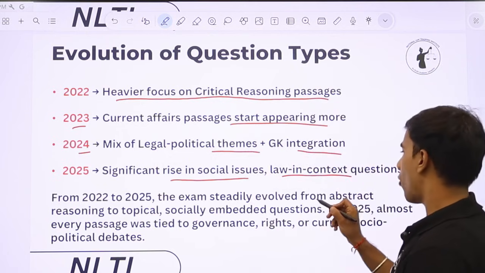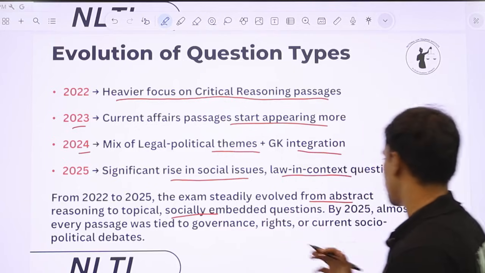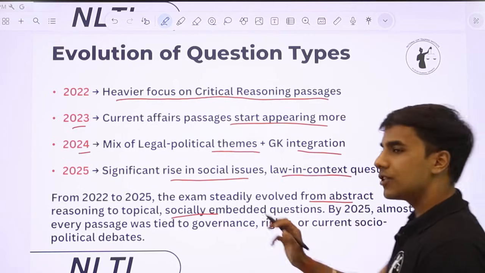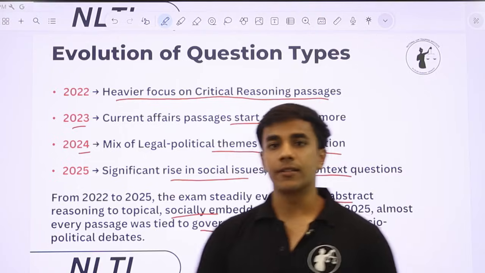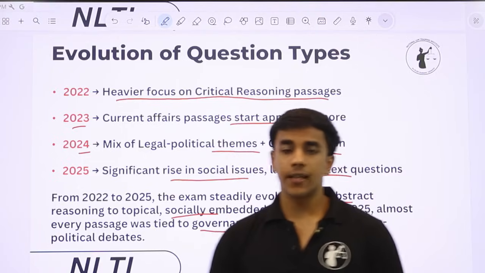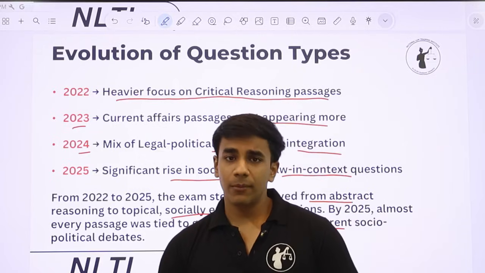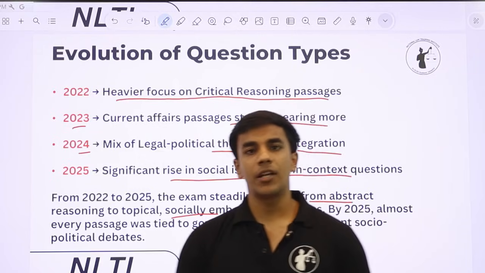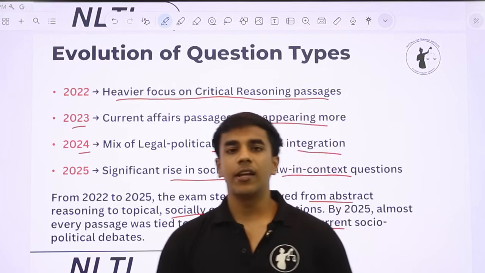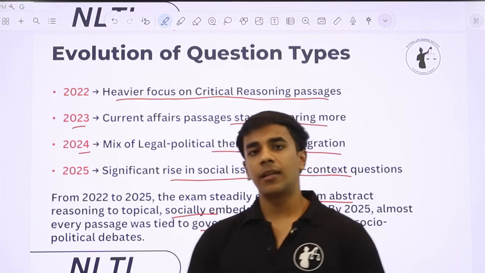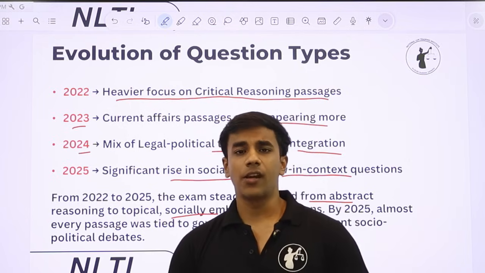So the exam has steadily evolved from being abstract to topical, socially embedded questions. Almost every passage in 2025 was tied to governance, rights, or current socio-political debates. So in NLSAT 2026 also we are expecting something along the similar lines. मैक्सिमम 1-2 पैसेज ऐसे होंगे जो आपको isolation में non-fiction या fiction के दिख जाएंगे, but other than that every other passage will have an interdisciplinary angle to it and will be related to something or the other.